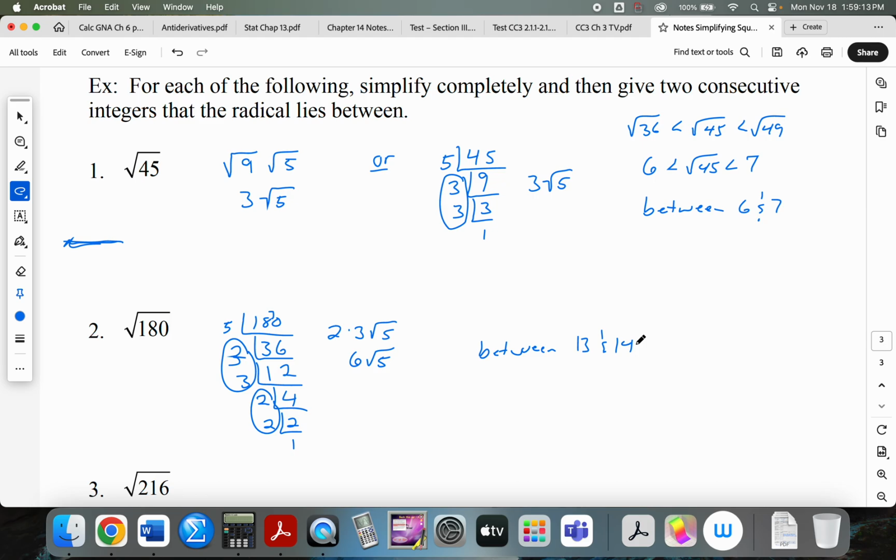Because 13 is the square root of 169, which is less than 180, and 14 is the square root of 196, which is bigger than 180.